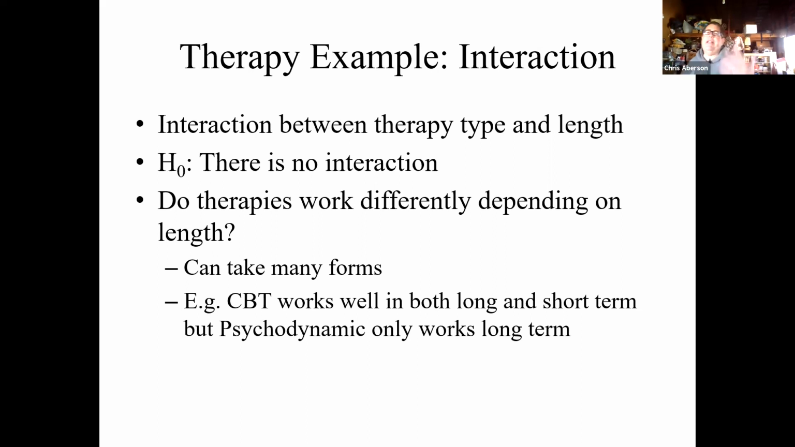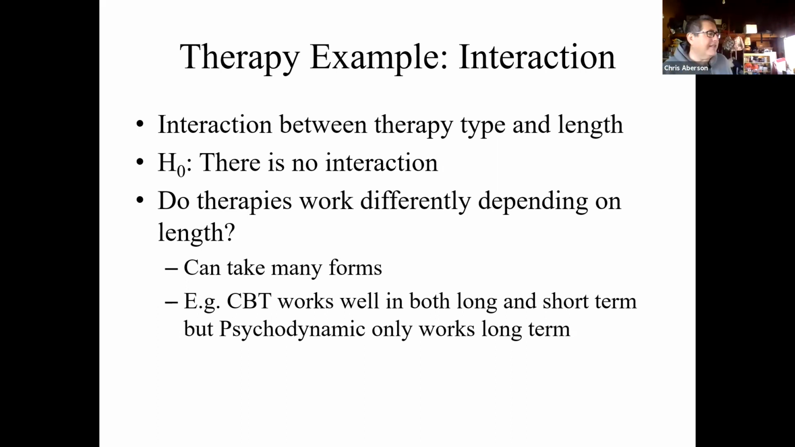What we're really interested in is the interaction between therapy type and length. The null hypothesis is not specified with a formula. It's simply specified as there is no interaction. The question asked here is, do therapies work differently depending on the length? Can we say short term is good for only certain types of therapies, but not others? The effectiveness of the therapy depends on the length.